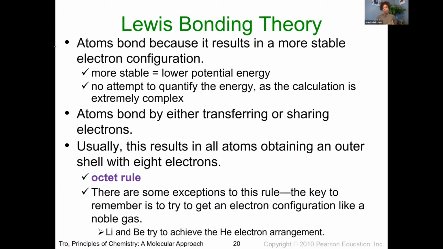So atoms are going to bond because at the end of the day, they're looking for a more stable electron configuration. The more stable it is, the lower the potential energy, and thus the more stability that atom or molecule has. Bonds occur, as we mentioned before, through either transferring or sharing of electrons. And typically when this happens, you end up with that outermost shell having 8 electrons.